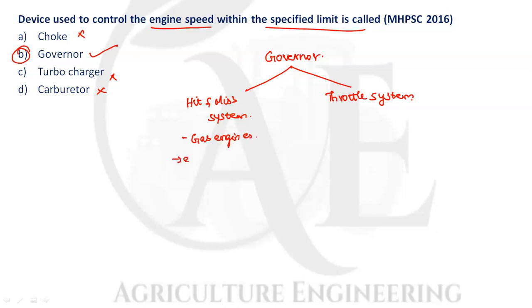The explosions are measured intermittently in hit and miss system. So that only the name itself provided hit and miss system. Explosions are measured intermittently. Okay. So coming to this, here in throttle system, the air fuel mixture amount in intake changes.